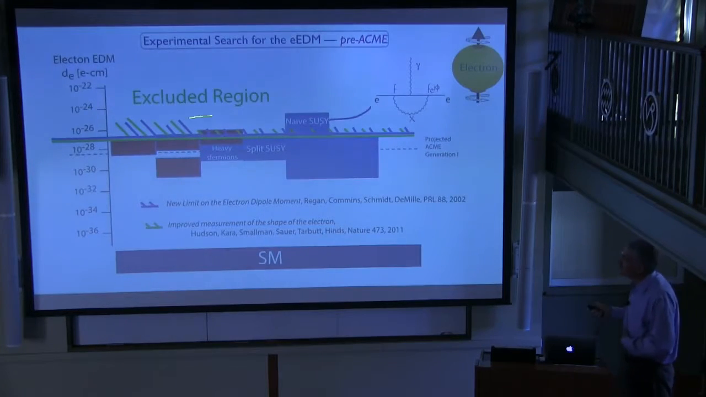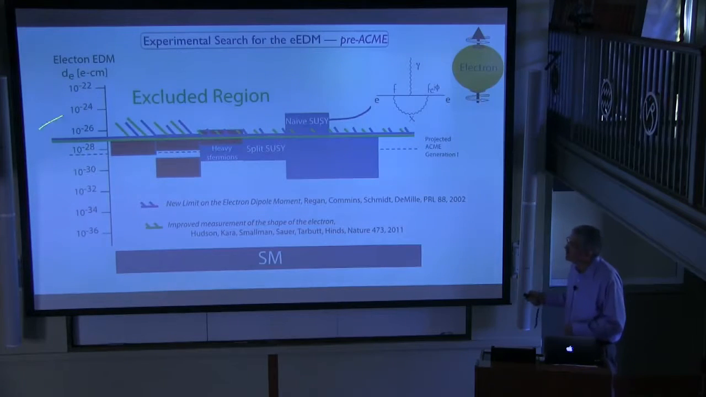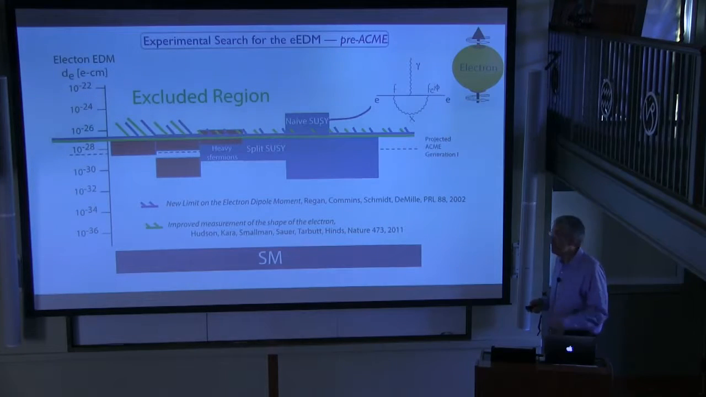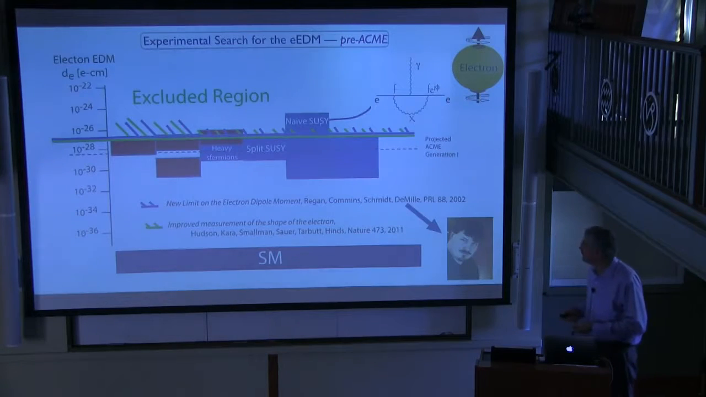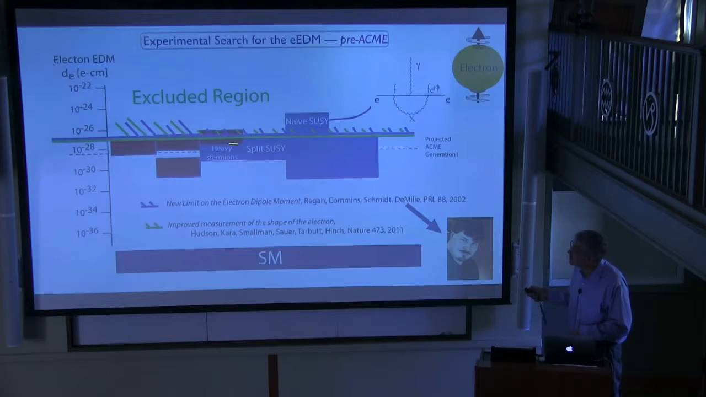So here's a theory EDM plot. Let me explain this. Here's the EDM in units of e centimeters, the units that we use in the field. Here's the excluded region, excluded by experiment. And here are a number of theories. I've blocked out the names because it's all very confusing. But here is what we call naive SUSY. That's this diagram here. Already before ACME, there were experiments which made naive SUSY, or minimal supersymmetric models, uncomfortable. Going from here to here, from 10 to the minus 22 to around 10 to the minus 27, was 50 years of experimental progress. A lot of work went into this, including work by Dave DeMille on the thallium experiment, which gives us that blue line right there.